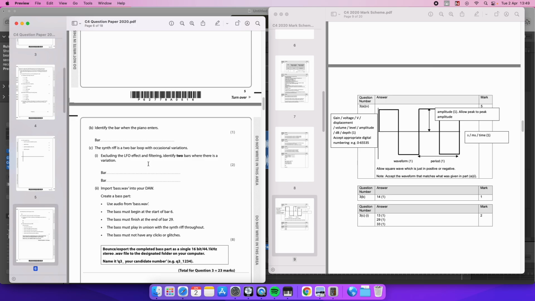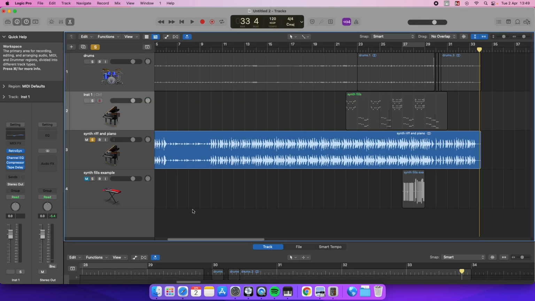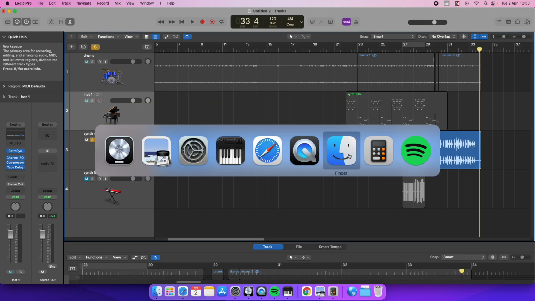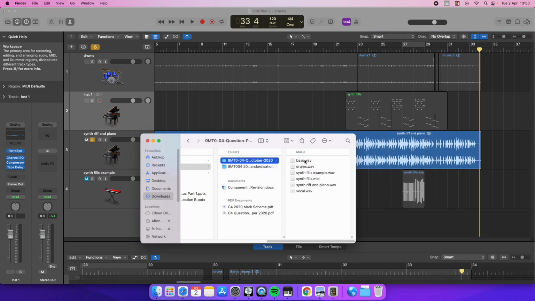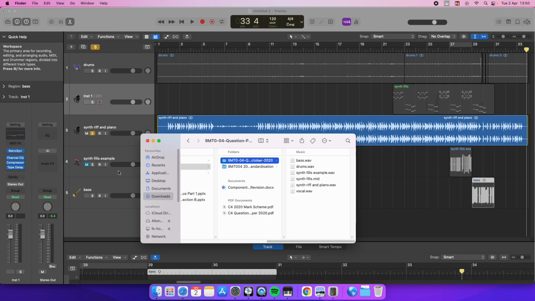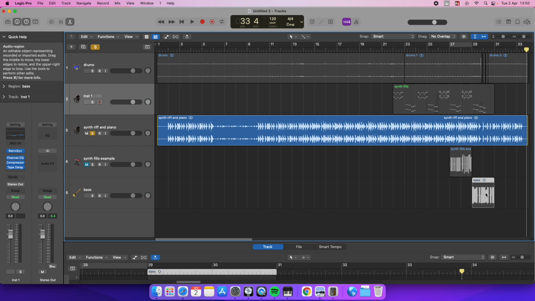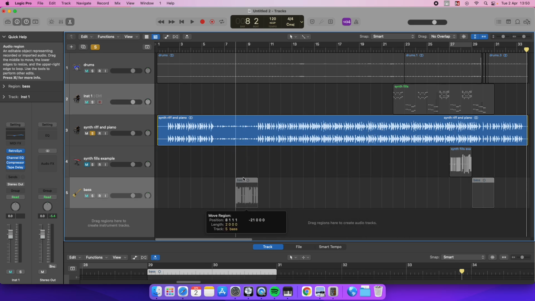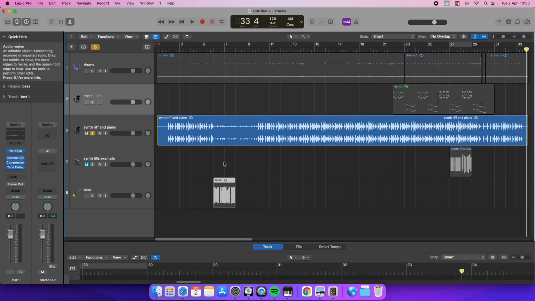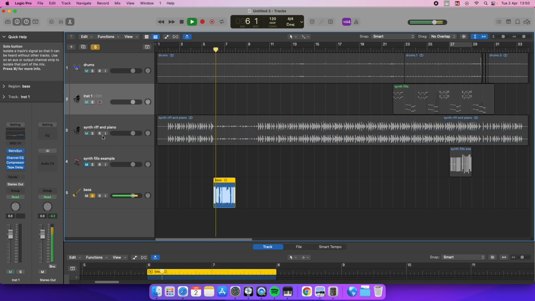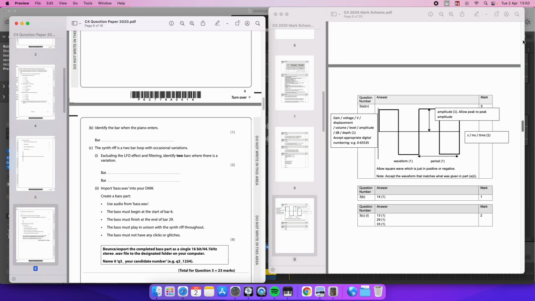Okay, import bass.wav into your DAW. That was fun. Bass.wav into your DAW. Where are you? Here we go. Where do you want the bass? Use audio from bass. The bass must begin at the start of bar 6. So we're just kind of guinea pigging this guy, right? So we're using this. Let's keep you down here. What does it sound like? Okay, there's an obvious pop at the end, so we'll have to fix that at some point, I assume.